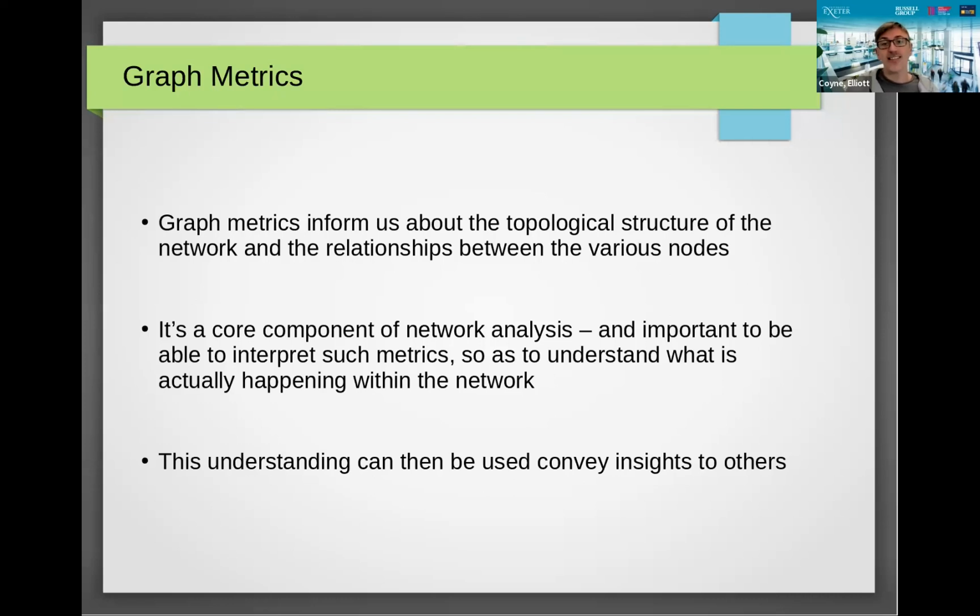As much as we would like to think it's just about making something that looks pretty, there's a little bit more to it than that. And it's really important that we're able to understand and interpret these metrics to understand what is actually happening within a system. And then being able to understand these particular insights allows you to communicate to others who may be less technical about what is actually happening there, both at a static point in time, but also looking at changes that may occur over time.